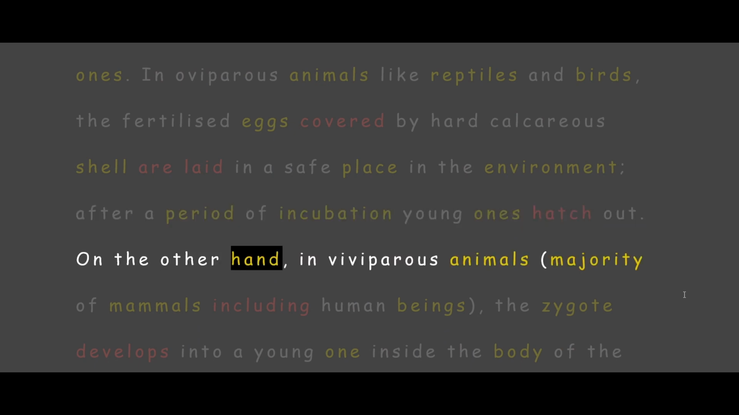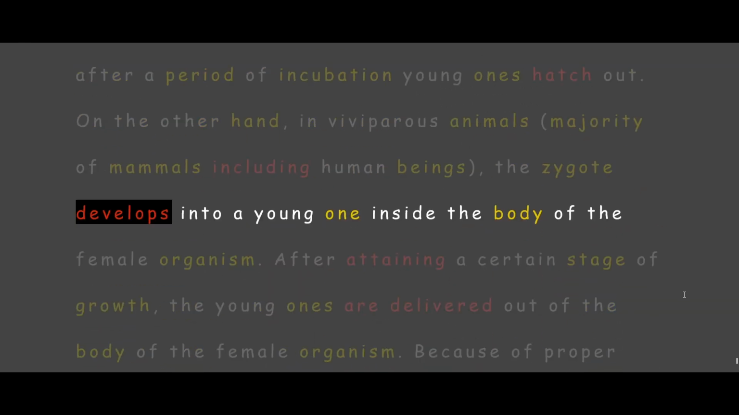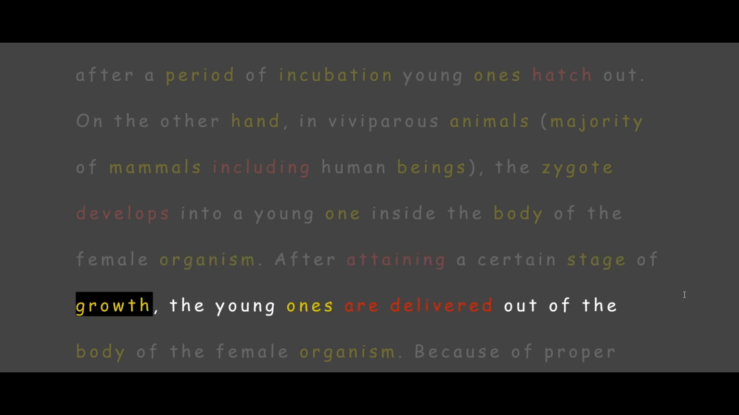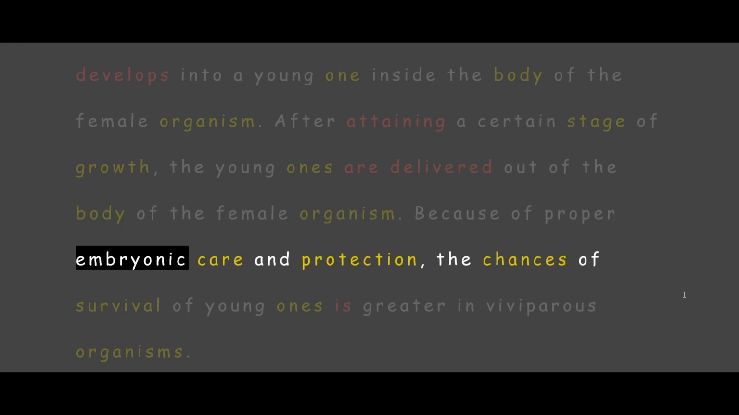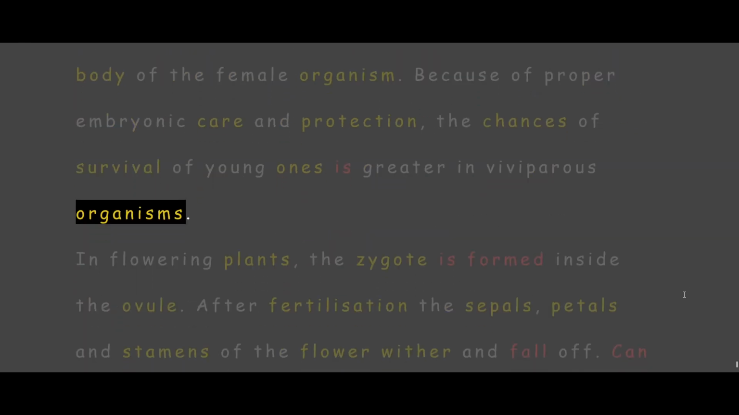On the other hand, in viviparous animals, majority of mammals, including human beings, the zygote develops into a young one inside the body of the female organism. After attaining a certain stage of growth, the young ones are delivered out of the body of the female organism. Because of proper embryonic care and protection, the chances of survival of young ones is greater in viviparous organisms.